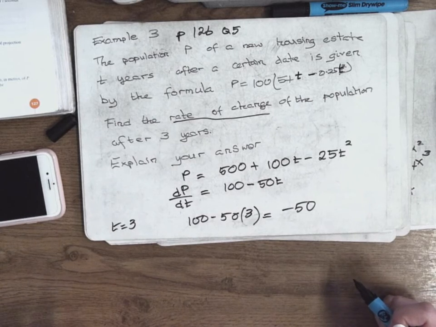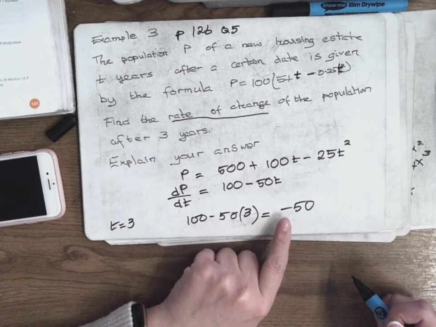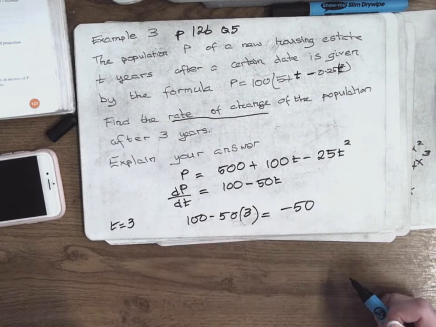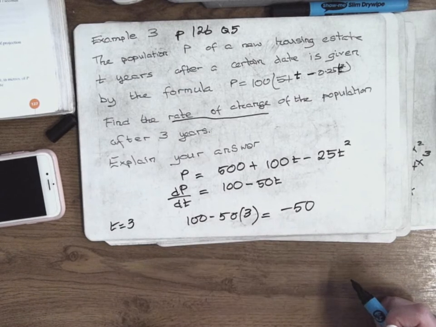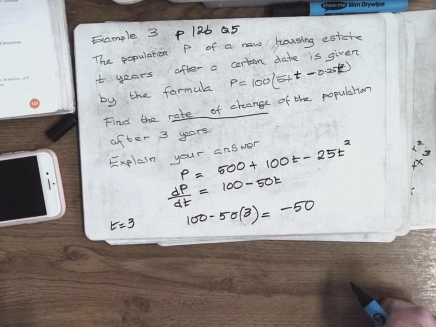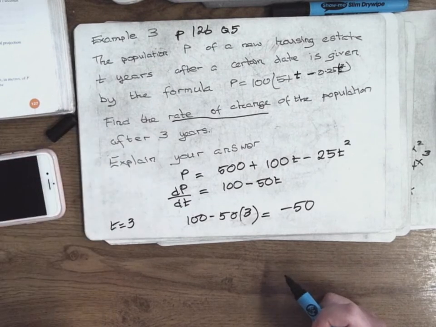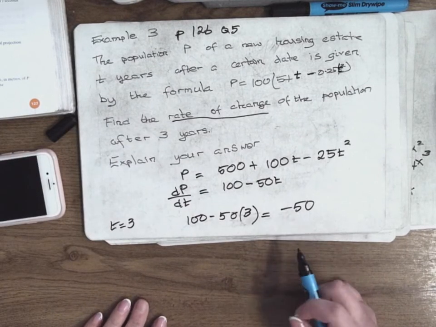So put that in the context of your question. Every year, the population is increasing or decreasing? Decreasing. How do you know? Because it's minus. It's decreasing by 50 people. So every year, the population goes down by 50 people. So that's explain your answer. I'll leave you to write that.